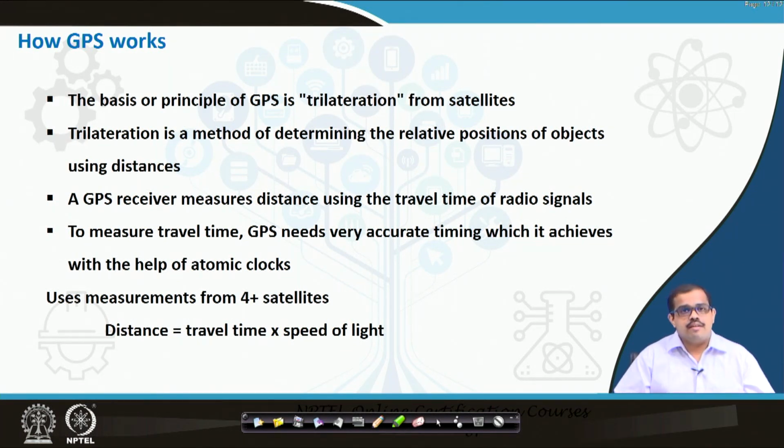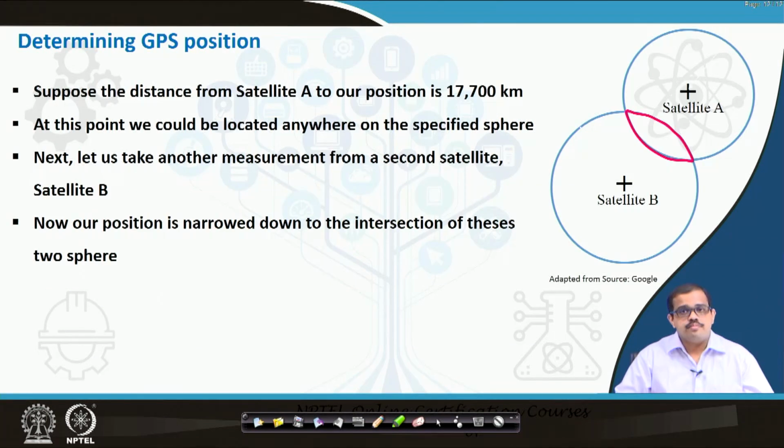Then to measure travel time, GPS needs very accurate timing, which it achieves with the help of atomic clocks. These atomic clocks are on board the satellite vehicles. That is the clock correction that you do using your control stations. If that is correct, then your GPS would give you very accurate results.